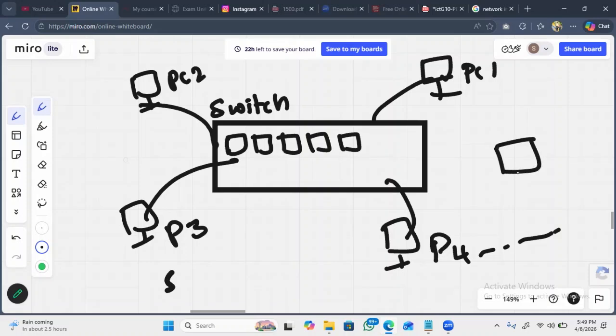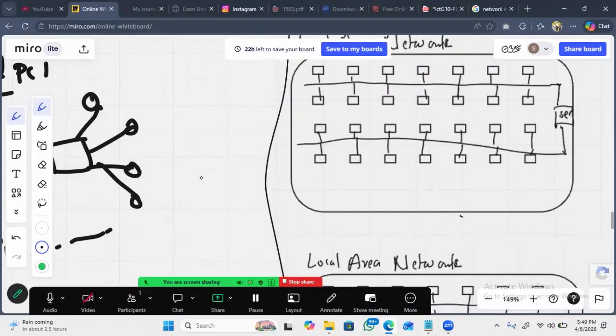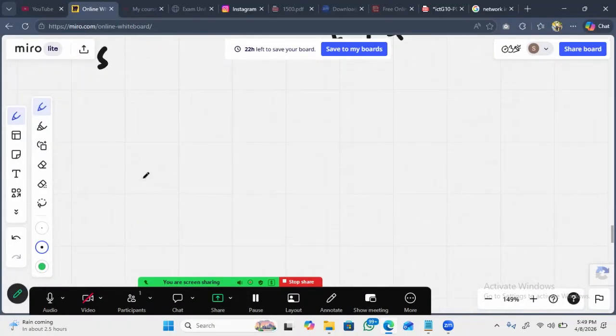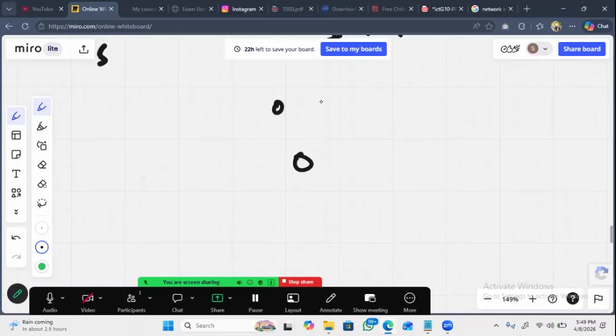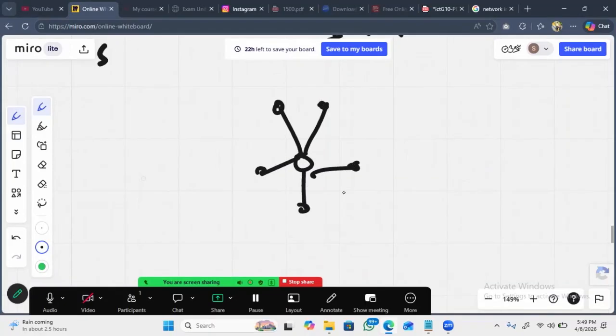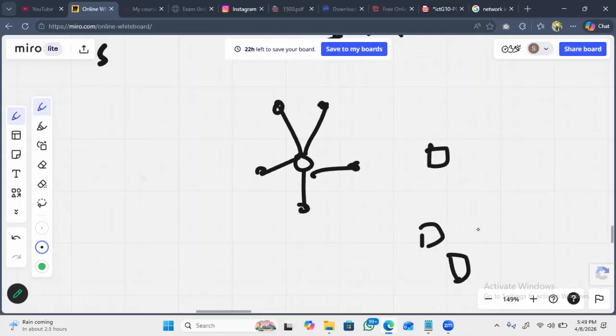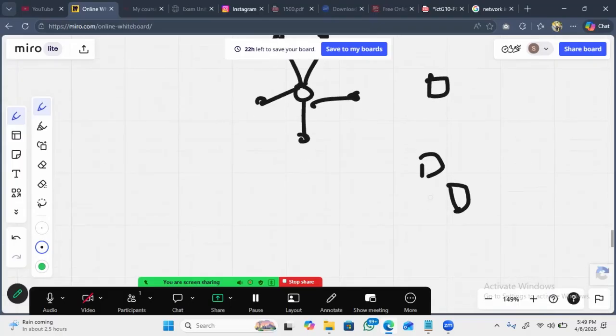In star topology, what we are doing is using a central hub or switch. All the devices are connected to the central hub or switch. In a star topology, it's not needed to look like a star shape. It's not required. It can be this way. Now in the exams they may ask questions to confuse.